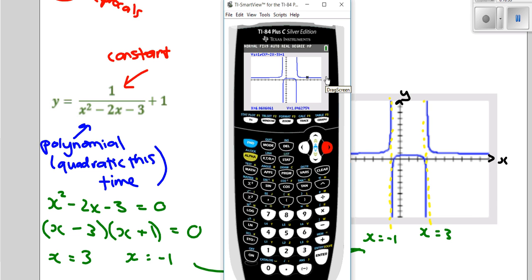Because if the graph does actually cut, like a value of 1 would pop up, then you know, oh, maybe it's not 1, maybe it's 0. But we know it should be 1 anyway because of the +1. Everything shifted up 1 unit. Yes, Krista.